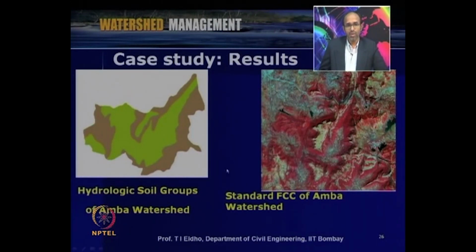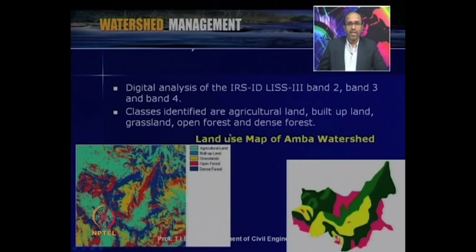This is the hydrologic soil groups map, and then using the remote sensing data, first we did a false color composition analysis for the Amba watershed. So this shows a standard FCC of Amba watershed within the GIS environment, and then a detailed analysis of the IRS 1D LISS 3, band 2, band 3, and band 4 is done. Classes are identified as agricultural land, built up land, grassland, open forest, and dense forest.